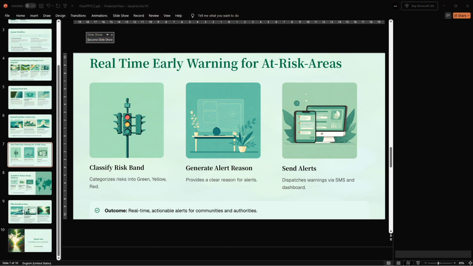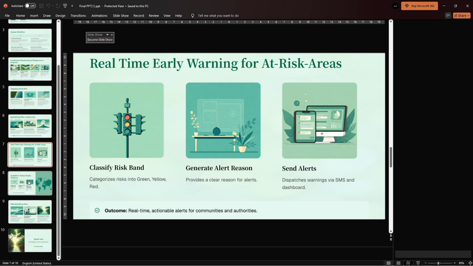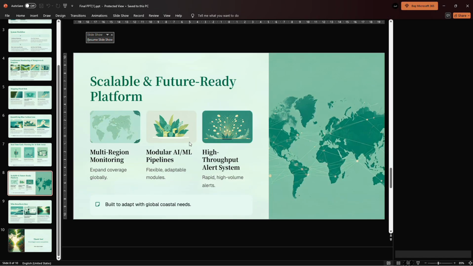Let's now move to the next slide, which states why our solution is scalable. Basically, it has multi-region monitoring, modular AI model pipelines, and a high throughput alert system. This can be converted to the global level with more time and effort, if real world scenarios or more data are used to train our particular AI model.